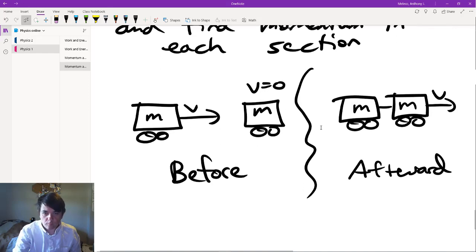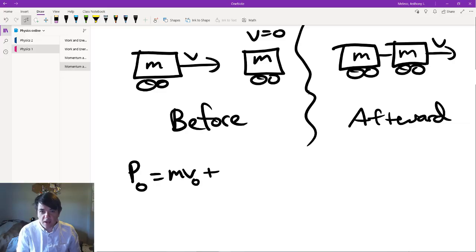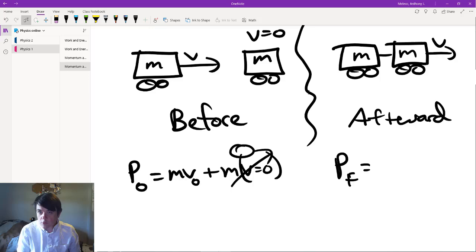Okay, so P initial, momentum initial, is mass times initial velocity of the first cart, plus m times v, which in this case is equal to 0. So that term goes away because it's 0. P final, after the collision, is m plus m, because they move together, times the final velocity. Okay?